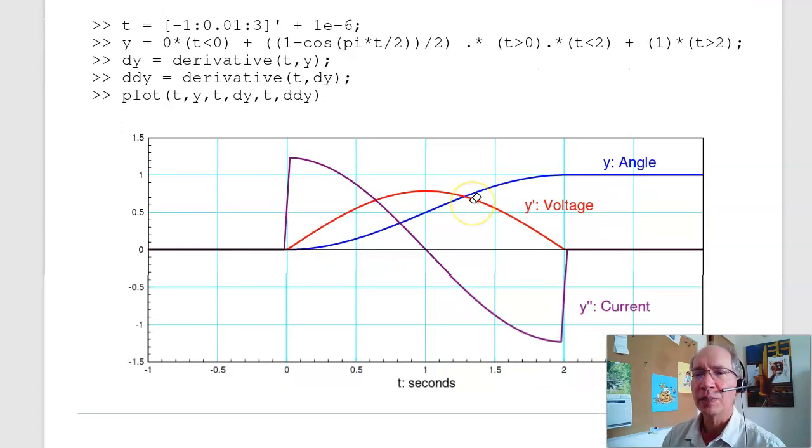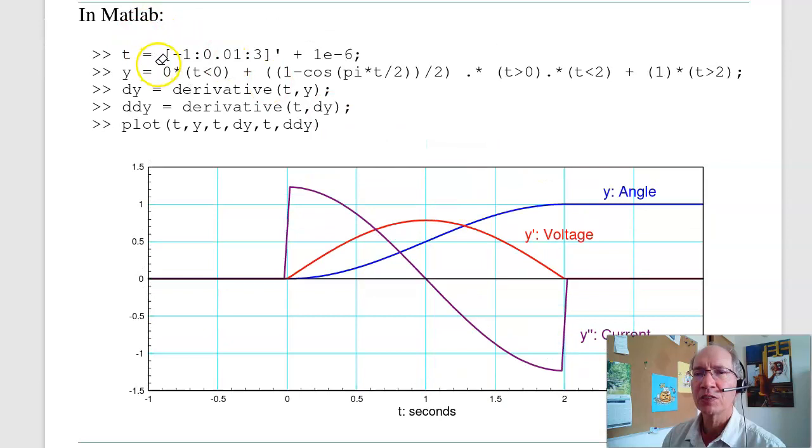I'll input the function into Matlab. T goes from -1 to 3, steps of 0.01, plus 10 to the minus 6. I did that just to avoid 0 over 0, and I don't have to worry about the greater than or equal to. This is never actually equal to 0 or equal to 2. Just perturb it just by a hair. Y then is 0.